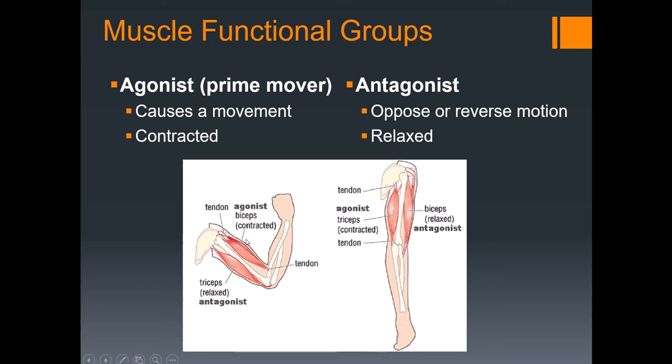So for example, when the biceps brachii is contracted, the forearm flexes. When the forearm flexes with the biceps brachii contracted, its antagonist, the triceps brachii, is relaxed. When the triceps brachii contracts and extends the forearm, its antagonist then, the biceps brachii, is relaxed. So they move the same joint. They're both moving the elbow joint, but they're moving them in opposite directions.